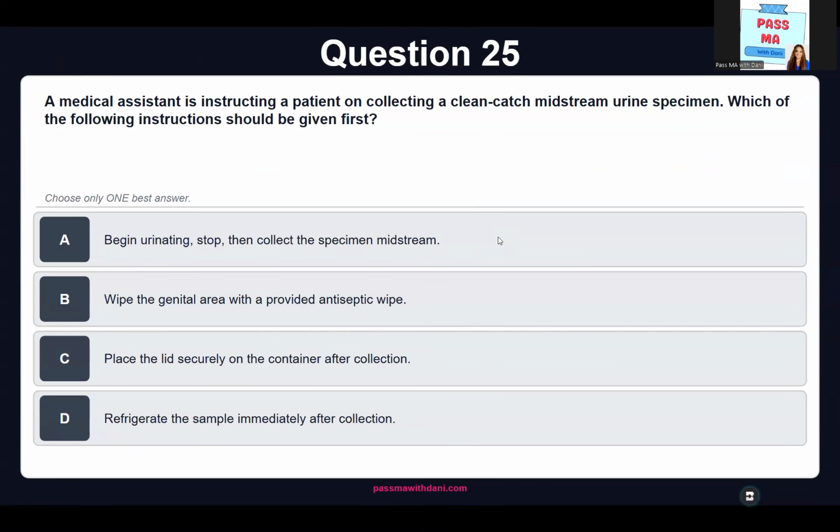A medical assistant is instructing a patient on collecting a clean catch midstream urine specimen. Which of the following instructions should be given first? A, begin urinating, stop, then collect the specimen midstream. B, wipe the genitalia area with provided antiseptic wipes. C, place the lid securely on the container after collecting. D, refrigerate the sample immediately after collection. So they're asking for a clean catch midstream. What instruction is given first? Again, first is our key word here.